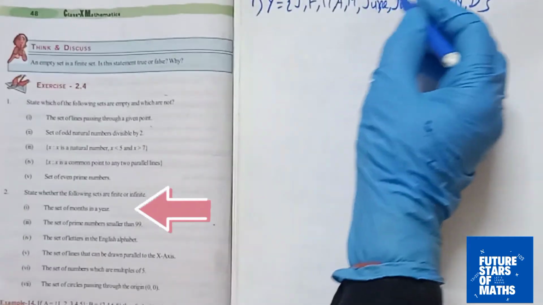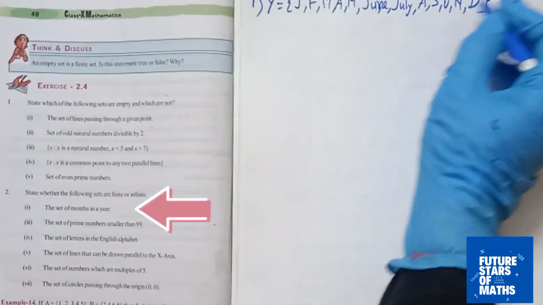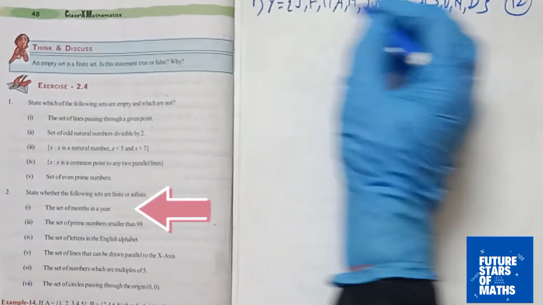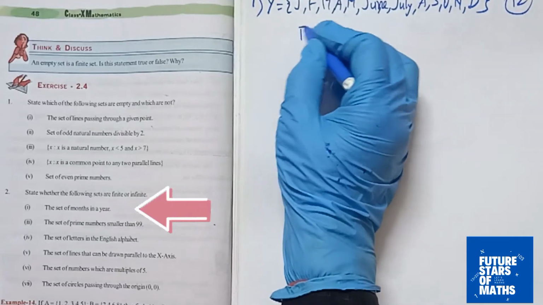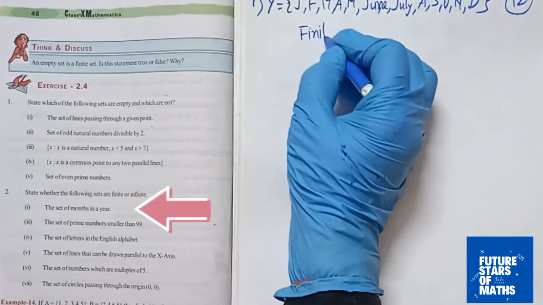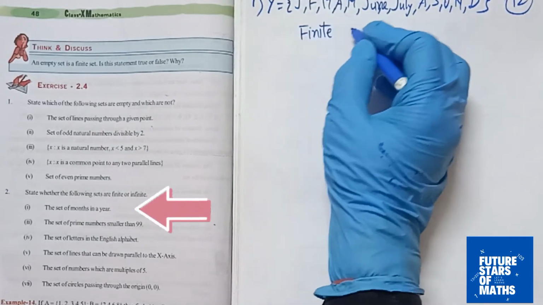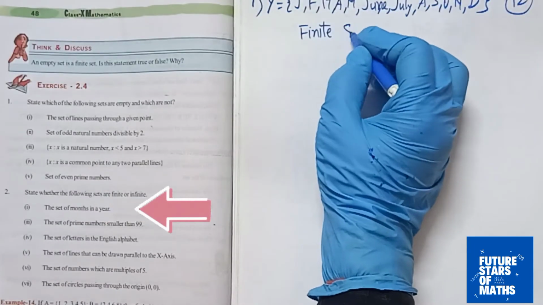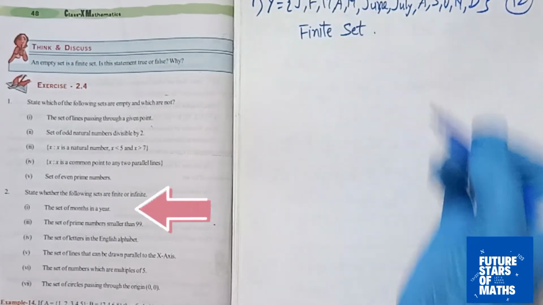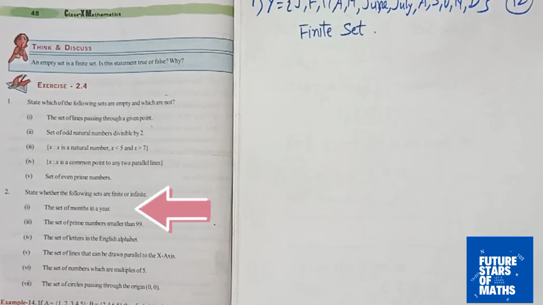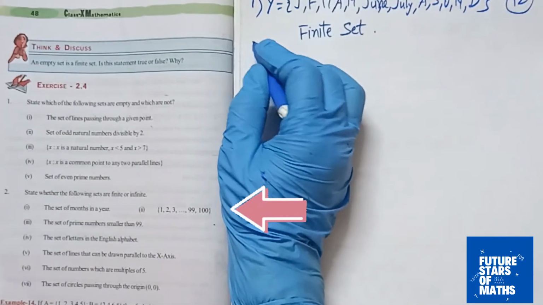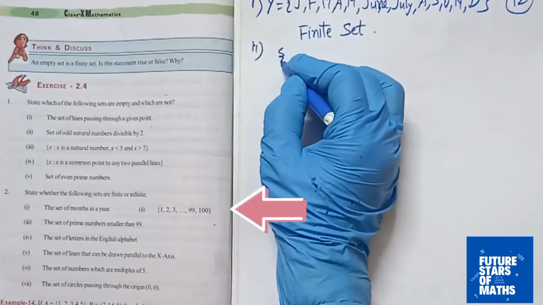That is, it is countable. How many are there? 12 are there. So this set is called a finite set. When we can count the number of elements, then that set is called a finite set. Is it clear, students? Now we'll do the second bit. What is given?